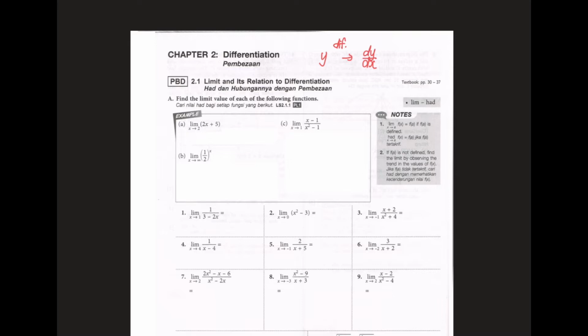Before we start with the differentiation formulas, there is something else called limit. That's why at the first subtopic, 2.1, we have limits and their relation to differentiation. We learn limits first because later differentiation involves limits. Limits are kind of easy. Let's see the notes here. I zoom in a bit.